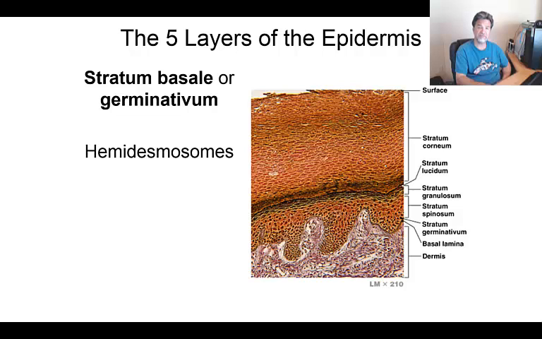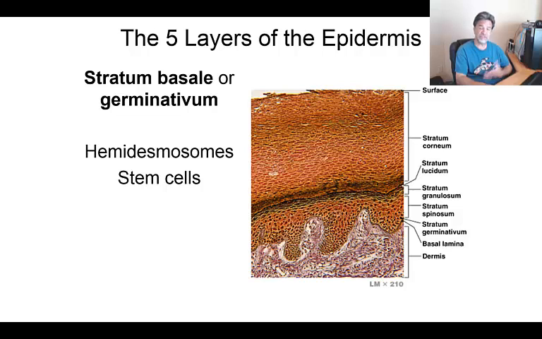First we have some anchoring structures. Remember, hemidesmosomes are the structures that anchor this bottom layer of cells into the basement membrane. The skin is a stratified squamous epithelia, and so we need a way to anchor this bottom layer of cells into the basement membrane to hold everything together.